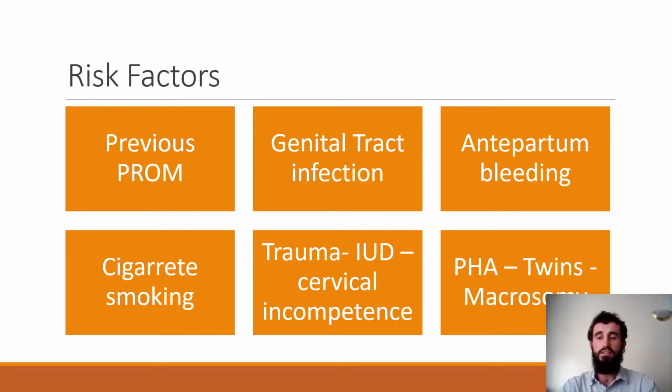And in the last square, we will see that all the situations that produce distension of the abdomen will be a risk factor for rupture of membranes, as polyhydramnios, as a twin pregnancy, and also macrosomia.